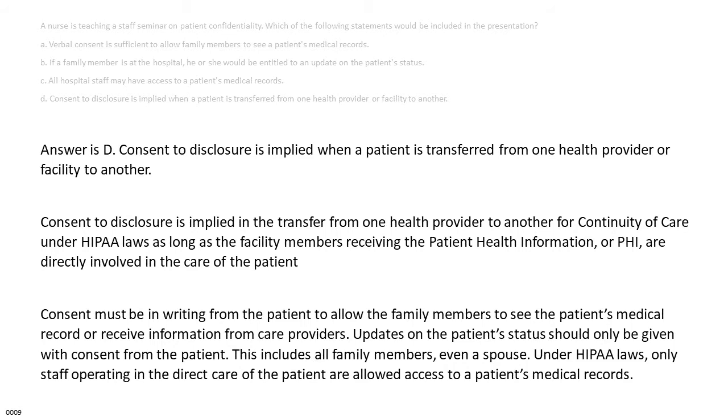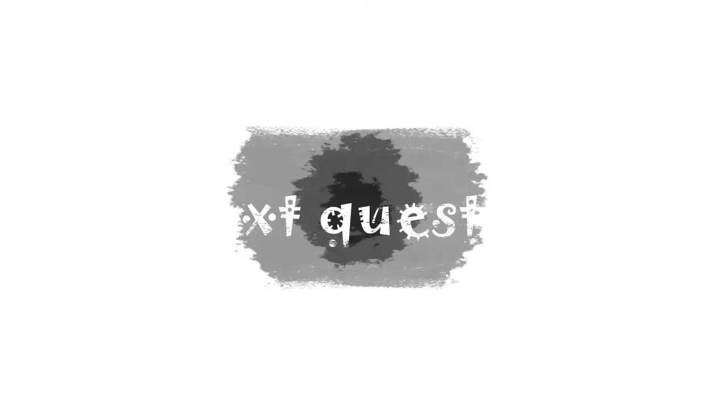Updates on the patient's status should only be given with consent from the patient. This includes all family members, even a spouse. Under HIPAA laws, only staff operating in the direct care of the patient are allowed access to a patient's medical records.